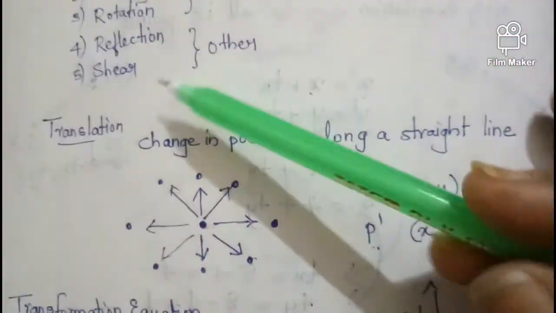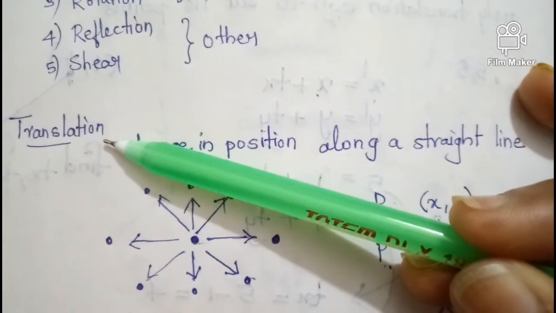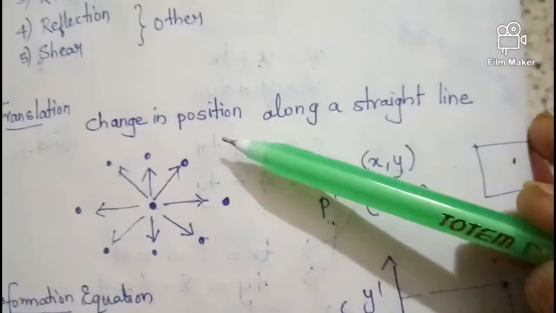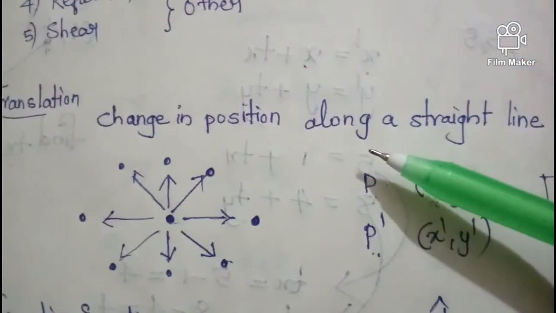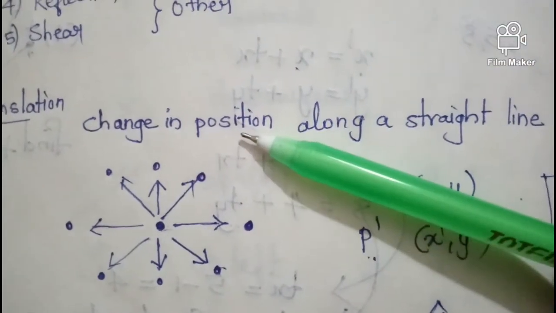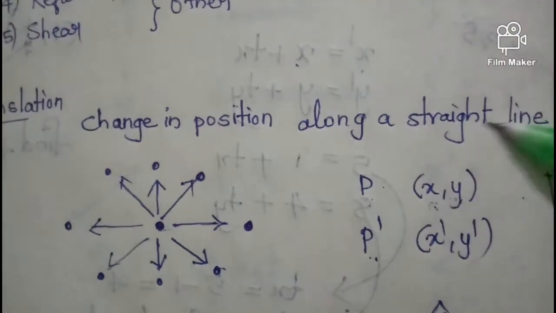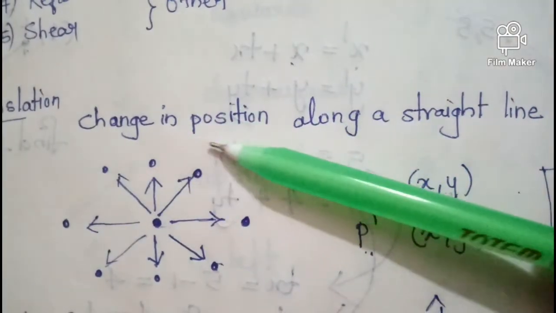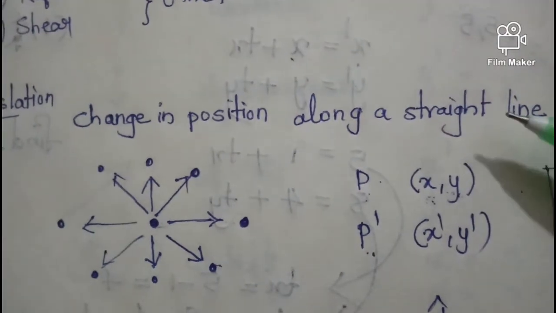First we are going to learn about translation. Translation means change in position of an object. That means you are changing the position of an object. How? Along a straight line. So this change in position is along a straight line.